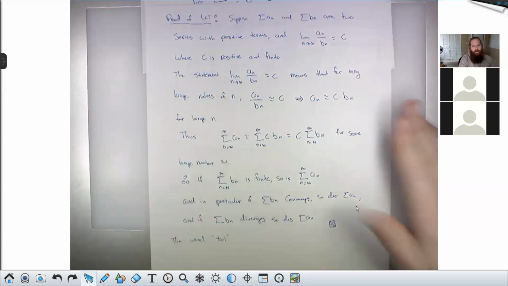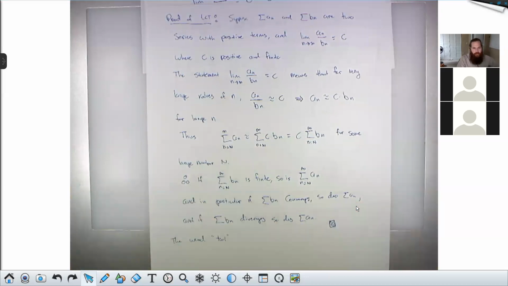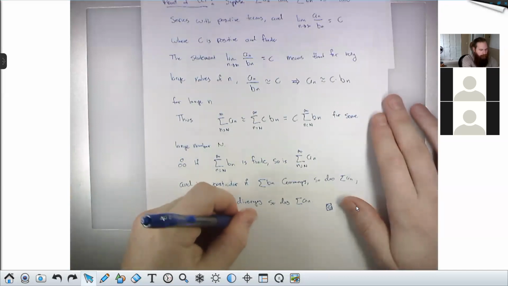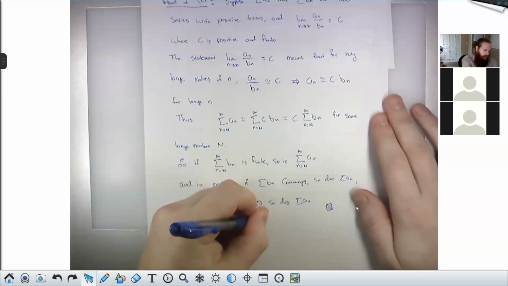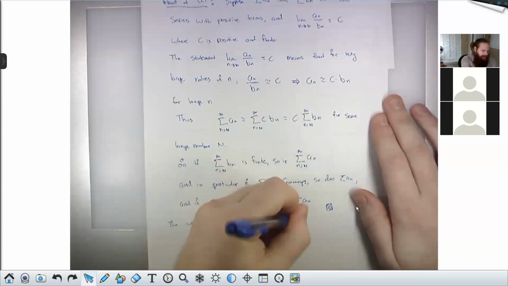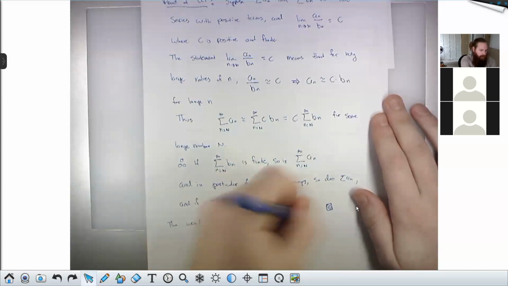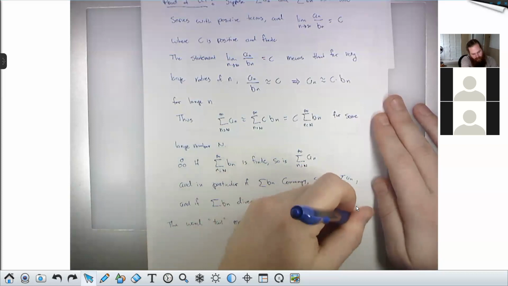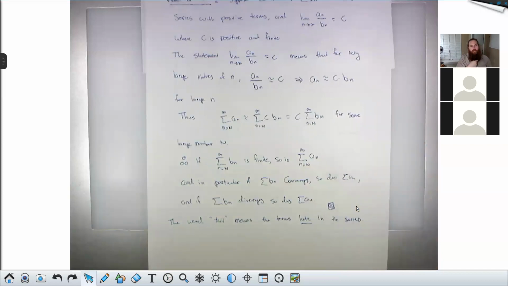The word tail, think like a dog's tail. It's the stuff that comes at the end of the dog. It means the terms late in the series. It's a very general word. It's not referring to any specific exact part of the series.